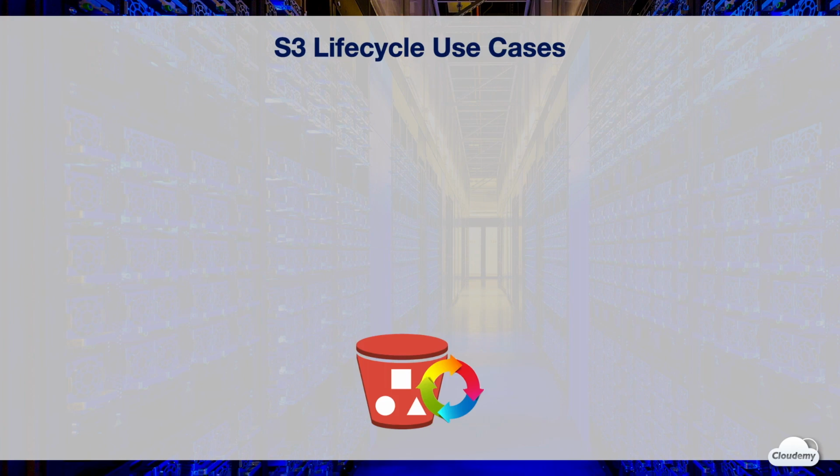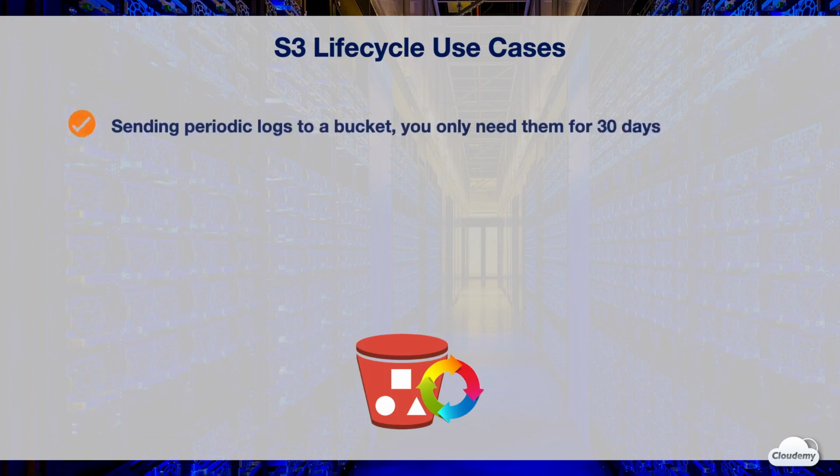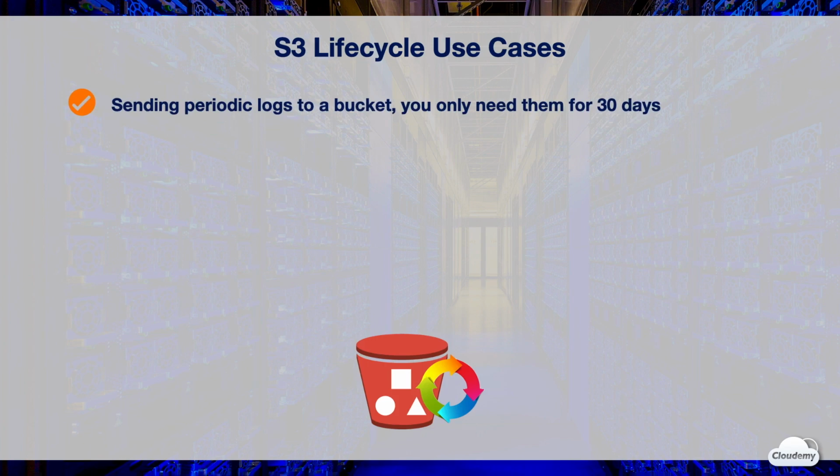Lifecycle rules can be helpful in the following use cases. Suppose you have a server which sends logs to an S3 bucket periodically. Your application needs to read logs for 30 days. After 30 days, you only need to access them occasionally. You can apply lifecycle rules to transition these logs to S3 standard IA class.